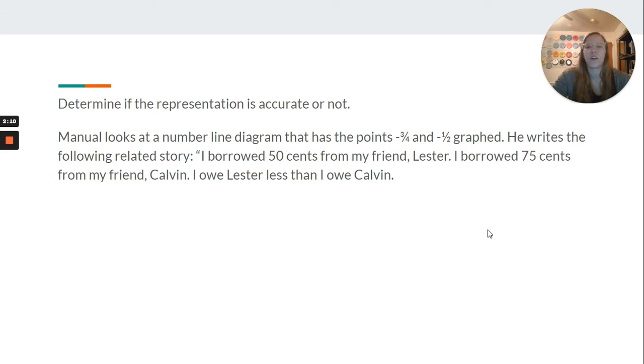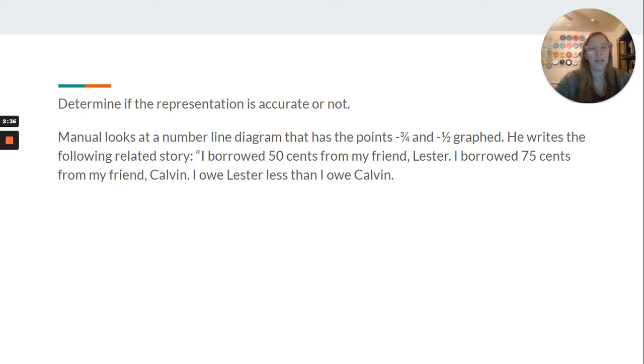All right. Determine if the representation is accurate or not. So basically is what he said true. Manuel looks at a number line diagram that has the points -3/4 and -1/2 graphed. He writes the following related story. I borrowed 50 cents from my friend Lester. I borrowed 75 cents from my friend Calvin. I owe Lester less than I owe Calvin.